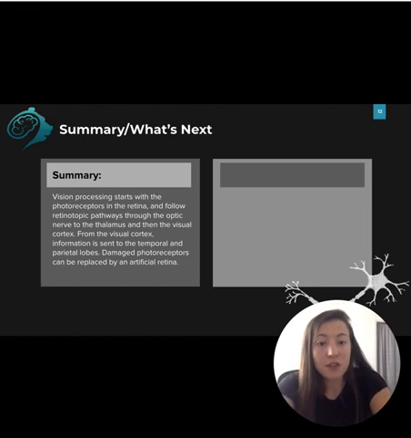Vision processing starts with the photoreceptors in the retina and follows retinotopic pathways through the optic nerve to the thalamus and then to the visual cortex. From the visual cortex, information is sent to the temporal and parietal lobes, and damaged photoreceptors can be replaced by an artificial retina.